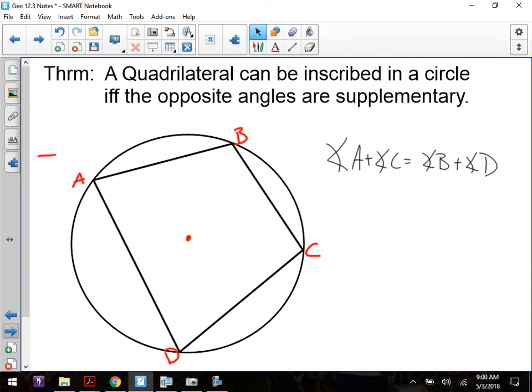What this is saying is that quadrilaterals can be inscribed in a circle if and only if the opposite angles are supplementary. If opposite angles are supplementary, that means they have to add up to equal how much? 180. So in short form, angle A plus angle C is 180, or angle B plus angle D is 180.